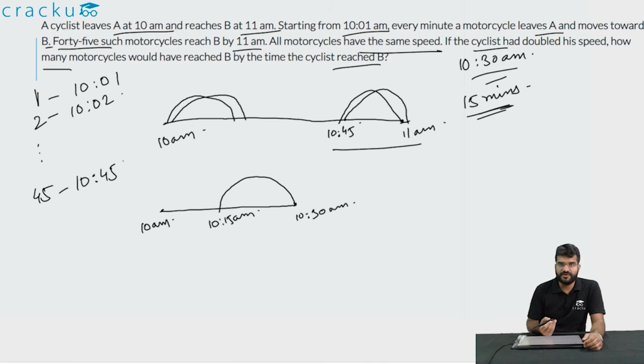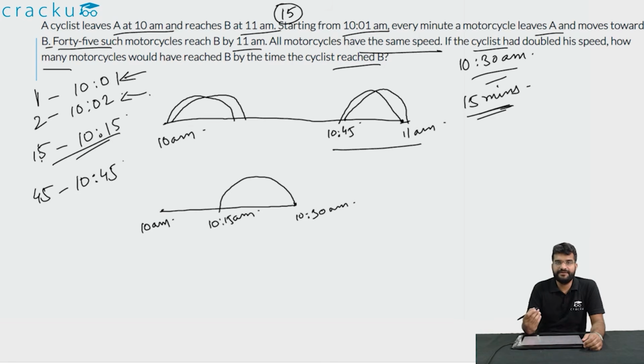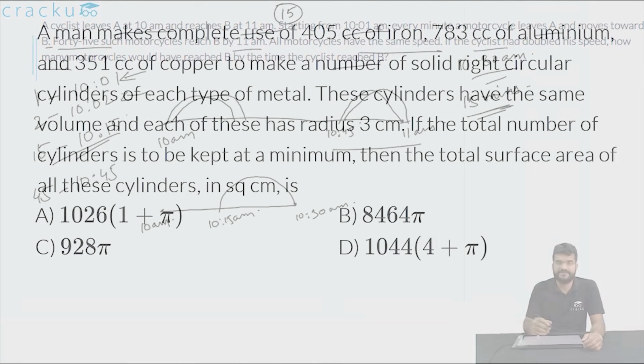So the number of such motorcyclists will be: 10:01 will be the first motorcycle, 10:02 will be the second motorcycle, and the 15th motorcyclist would leave A at 10:15 a.m. So the answer we are looking at is 15. 15 motorcyclists would reach B before 10:30 a.m. and that is the answer.